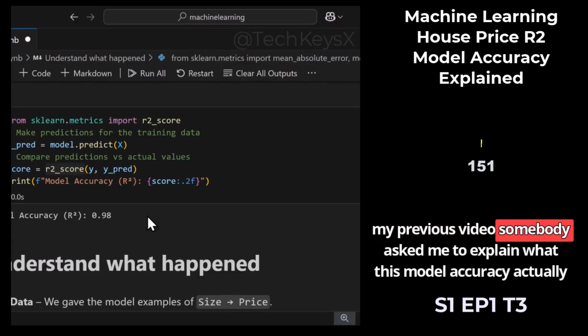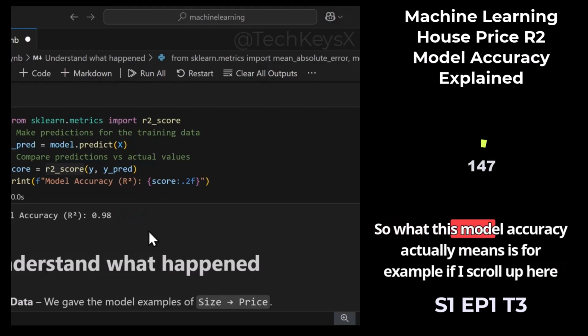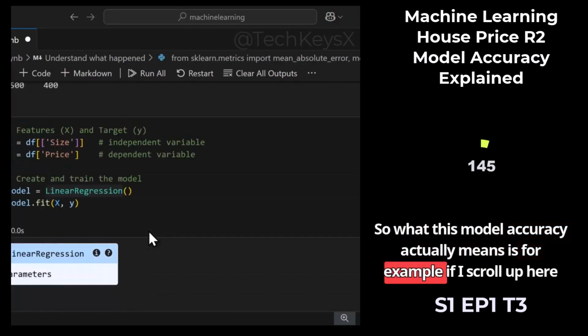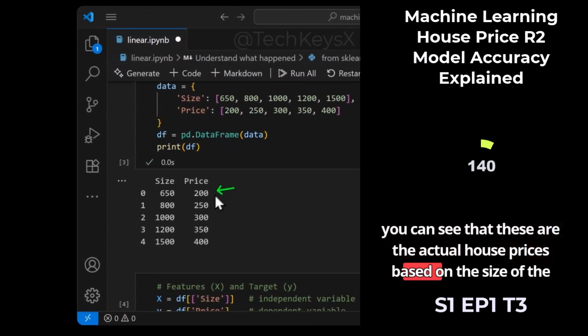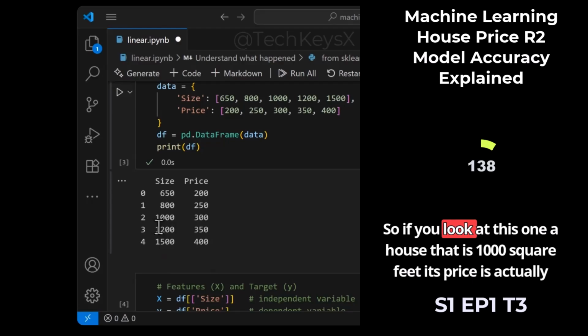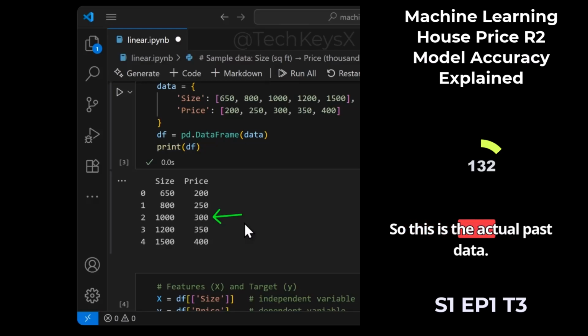In my previous video, somebody asked me to explain what this model accuracy actually means. So, for example, if I scroll up here, you can see that these are the actual house prices based on the size of the house. If you look at this one, a house that is 1,000 square feet, its price is actually 300,000. So this is the actual past data.